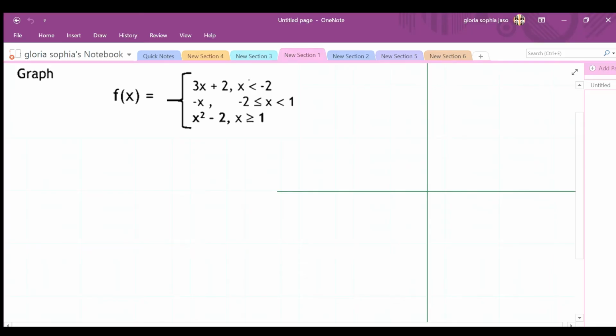Step is identify what kind of graph. So, una, this one is a line. This one is also a line. And this one is a parabola. Okay? And then, determine natin yung boundaries natin. So, boundaries natin is x is less than -2.